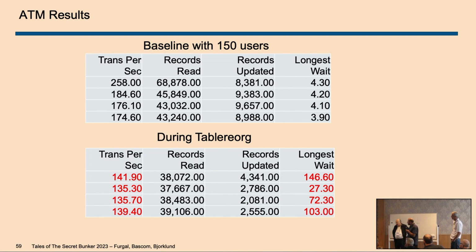So the baseline with 150 users, you can see some of the metrics here about how many records were read, how many were updated, and what the longest wait time was. During table reorg, you can see that the transactions per second cut in half, but really I think the story here is look at the longest wait times. There's a 146-second longest wait time. So that means that if you had a user that was doing something, they could have been waiting 146 seconds for the screen to update. That tells you that you should not be running this during the application day, because it would have significant impact on the application. So don't run it right before lunch.